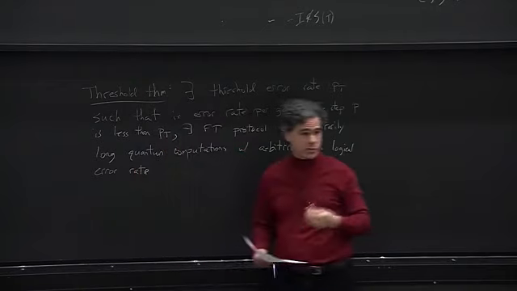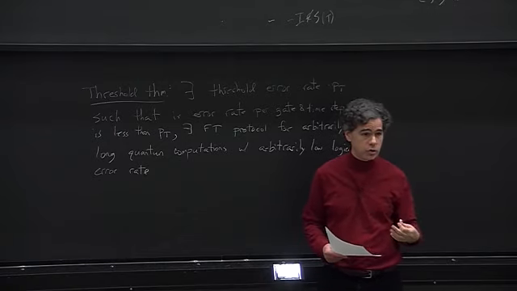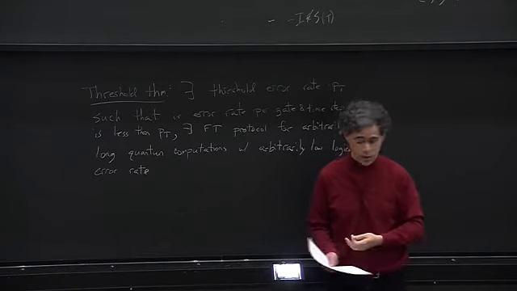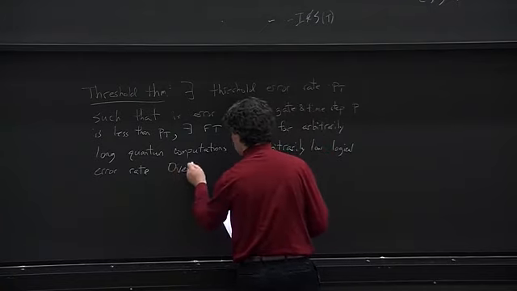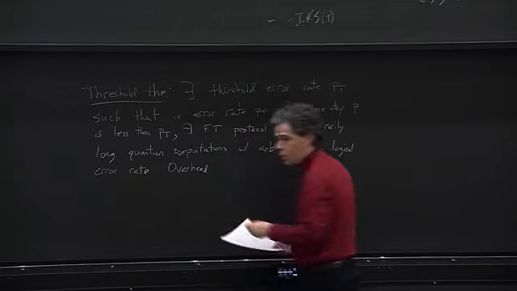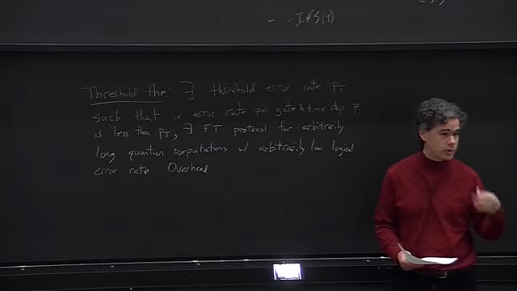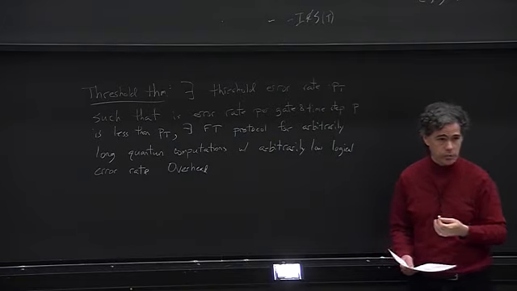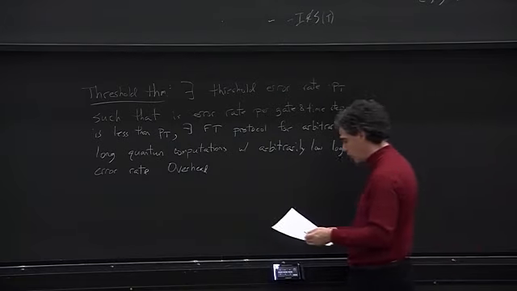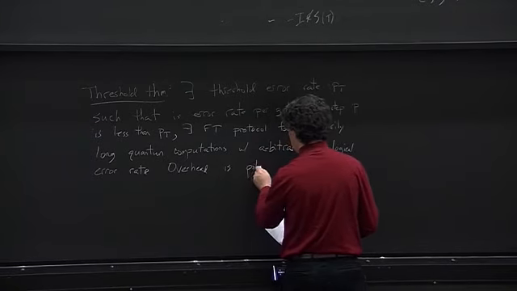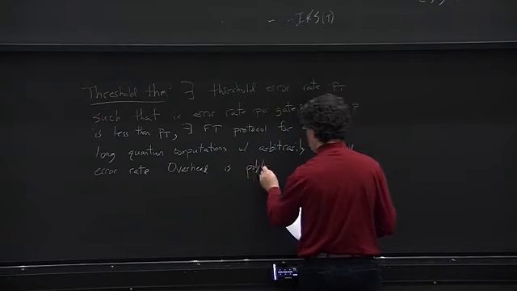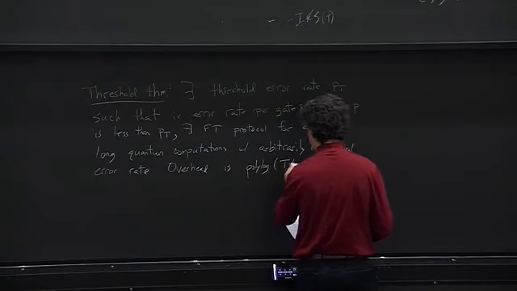Of course, you might ask, what's the cost of doing this? You need extra qubits. You need extra gates. But the overhead, meaning the ratio of, say, the number of actual physical qubits to logical qubits, or the number of physical gates to logical gates, is some polynomial in the log of T over epsilon.